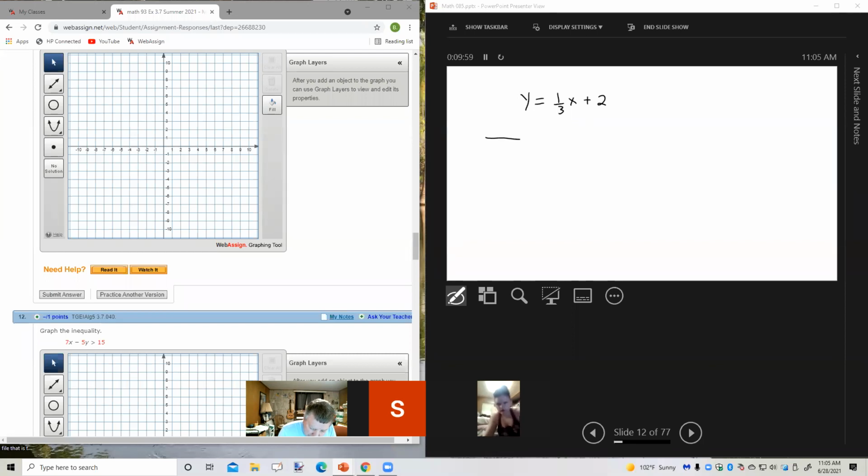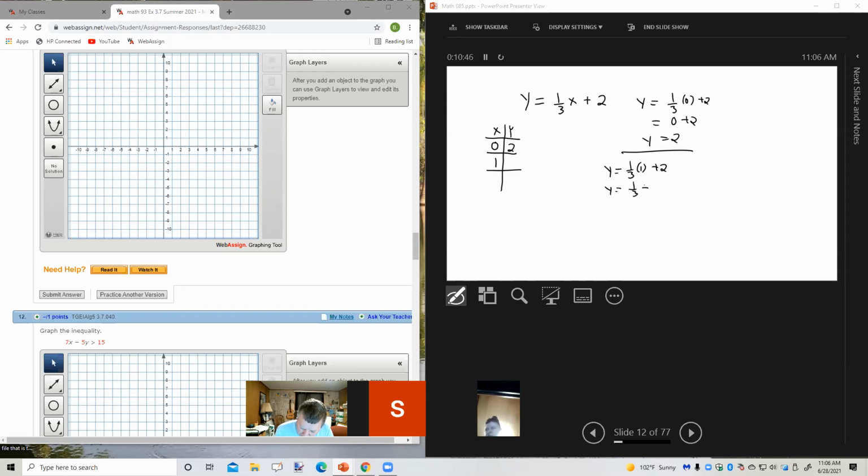But what I'm going to do right now is I'm going to find 2 ordered pairs that are solutions to this equation. Tell you what, let's start out with, let's find the y-intercept. So we'd set x equal to 0. So then we'd get y equals 1/3 times 0 plus 2, which is 0 plus 2, which is just 2. So the y-intercept is at (0, 2). Any questions about how I did that? All right, let's find another point. Let's take x equals 1 and solve for y. So we get y equals 1/3 times 1 plus 2, y equals 1/3 plus 2. 1/3 plus 2 would be 2 1/3.